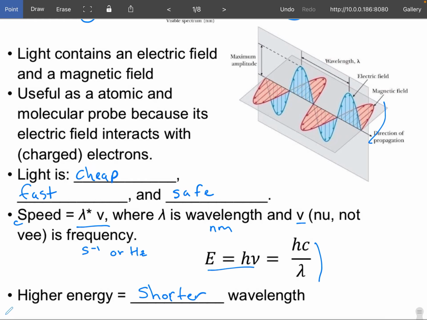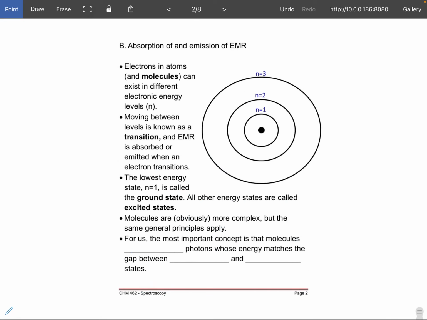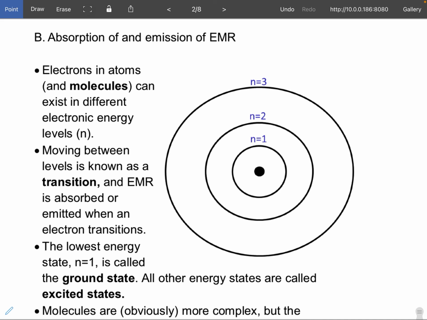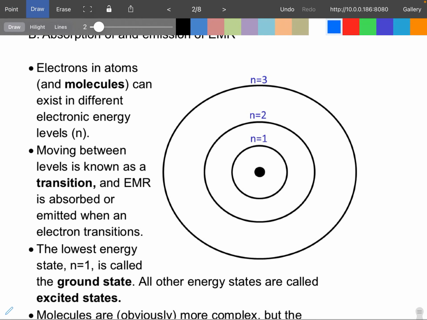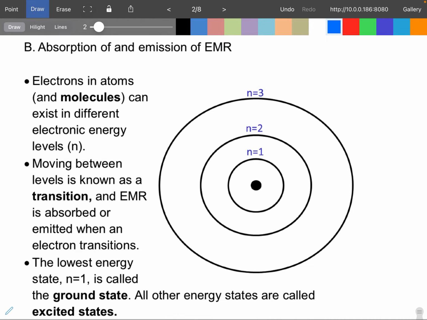So I'm going to talk about the absorption of light, of electromagnetic radiation, and here we're just looking at a simple hydrogen atom, like the Bohr model, but these principles will be true for other things as well, certainly molecules that we'll be studying. So electrons exist in different electronic energy levels, or n, and moving between them is known as a transition. Whenever that happens, electromagnetic radiation is absorbed or emitted, and the lowest state is called the ground state.